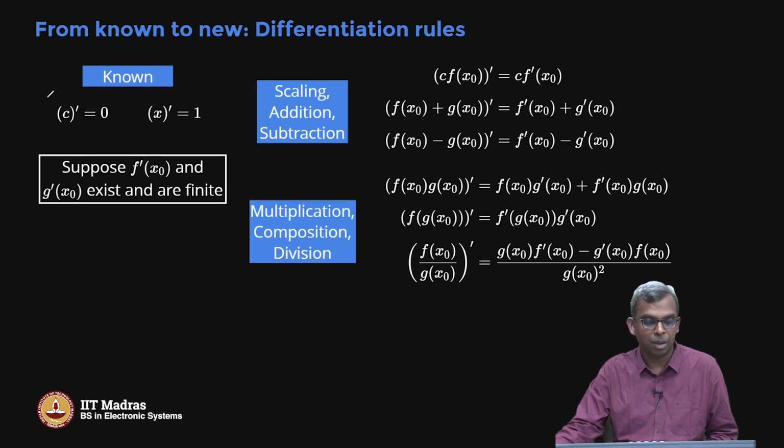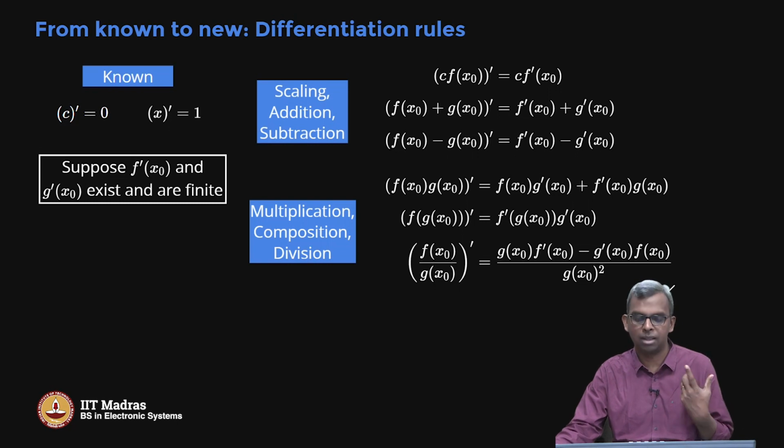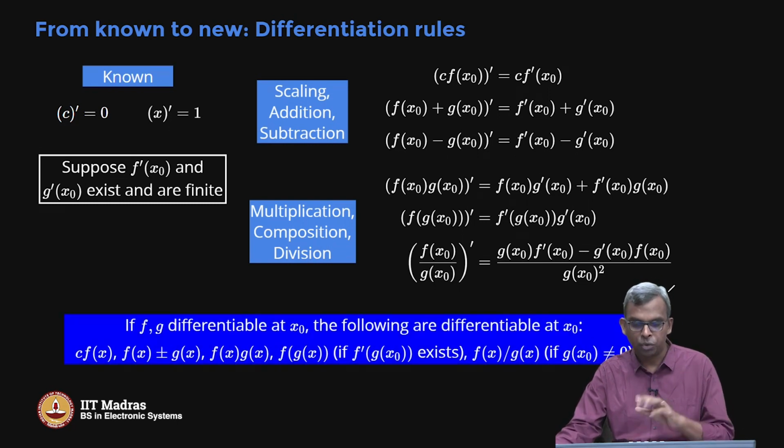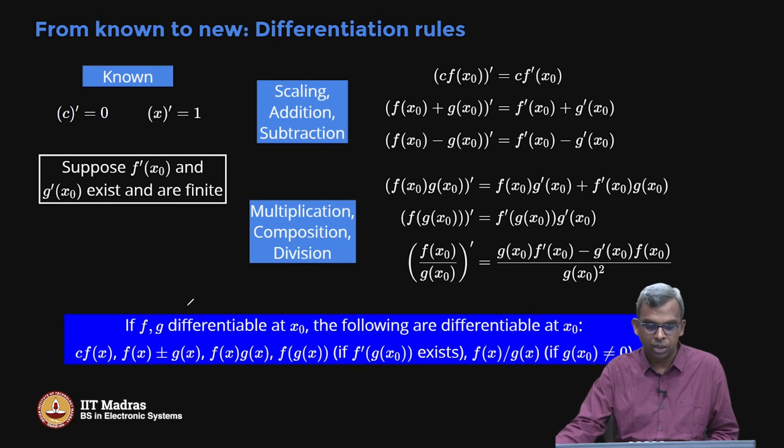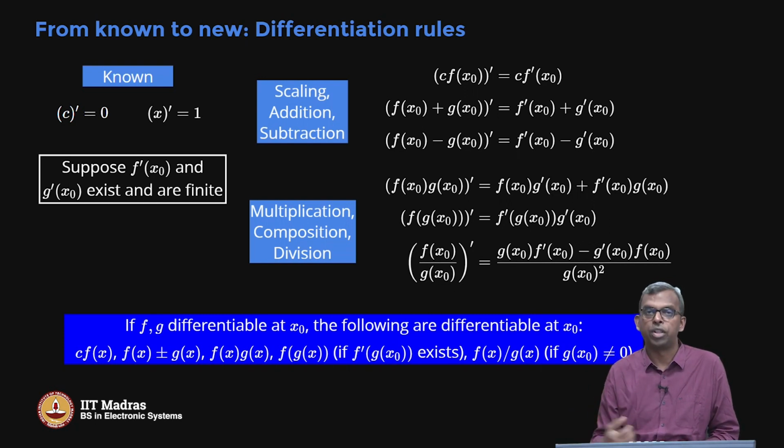So you have these couple of very simple known cases. And can we use all these rules to good effect and compute derivatives for more and more functions, right? So that's the interesting challenge here. But before I close, basically what these rules tell you is, if f and g are differentiable at x naught, then a whole slew of other functions are also differentiable at x naught: scaled version of f of x, f of x plus or minus g of x, product of f of x and g of x, the quotient f of x by g of x, if g of x naught is not 0, and then the composition f of g of x. Of course, this requires f to be differentiable at g of x naught. So all of these things are also differentiable at x naught.